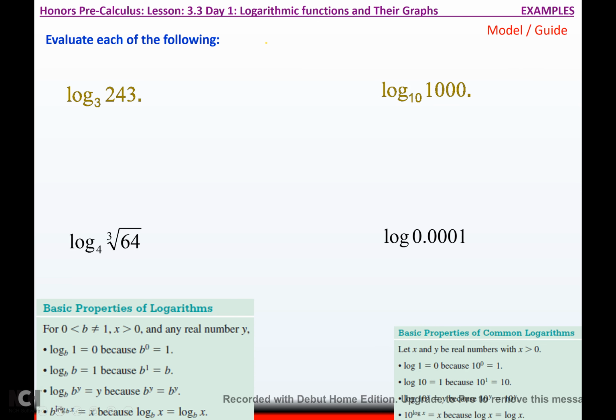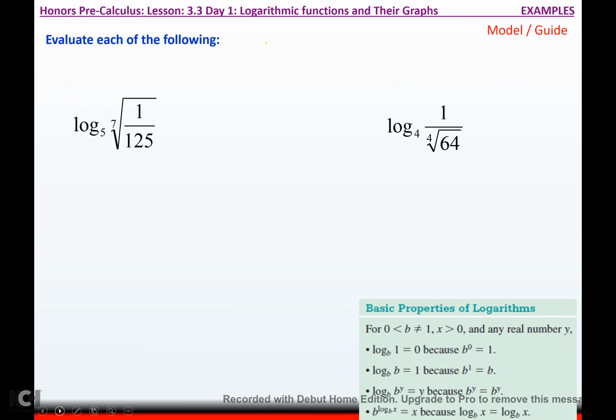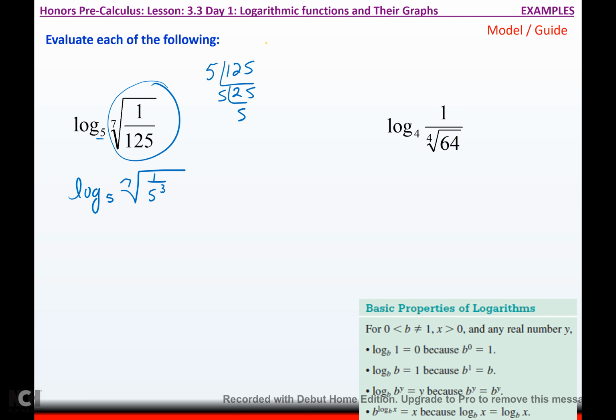We just did this. What did I do? Did I hit the wrong thing? Okay, so if I evaluate these ones, I need to rewrite this using a base of 5. Well, first of all, let me break down 125. By 5 would be 25, by 5 would be 5. So the first thing I'm going to do is rewrite that. So I'm going to have log base 5 of the 7th root of 1 over 5 cubed. Okay? Now I'm going to move it upstairs. So log base 5 of the 7th root of 5 to the negative 3rd.